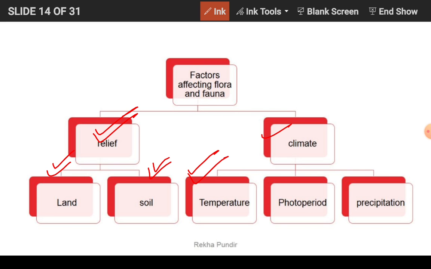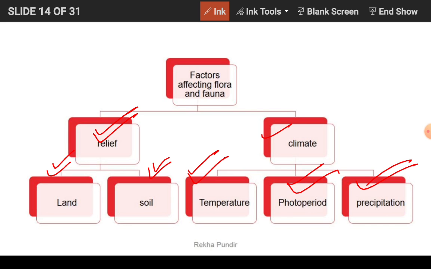Photoperiod is the sunlight. There is a fact about sunlight that when there is a longer duration of sunlight, trees grow faster in summers. The variation in the duration of sunlight at different places is due to differences in latitude, altitude, season, and duration of the day.